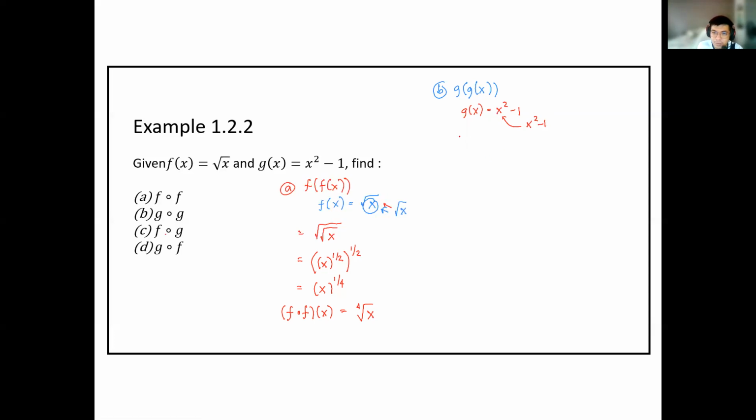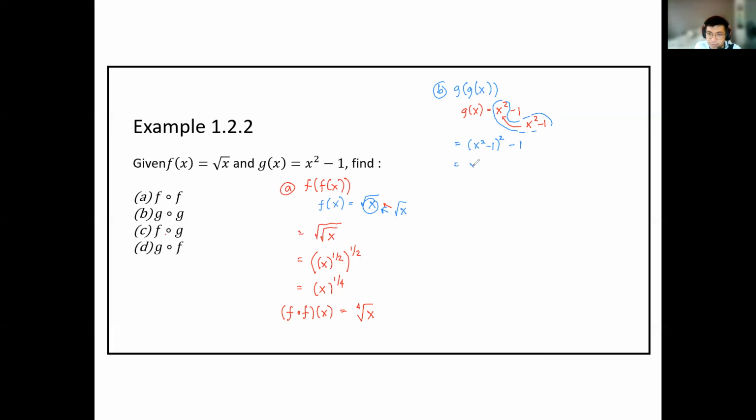So our new term here would be x squared minus 1 squared, right? Okay, this is what happened. We incorporated another g of x inside your g of x. So we only replace the x variables and then minus 1. So we have to simplify this one, expanding it.